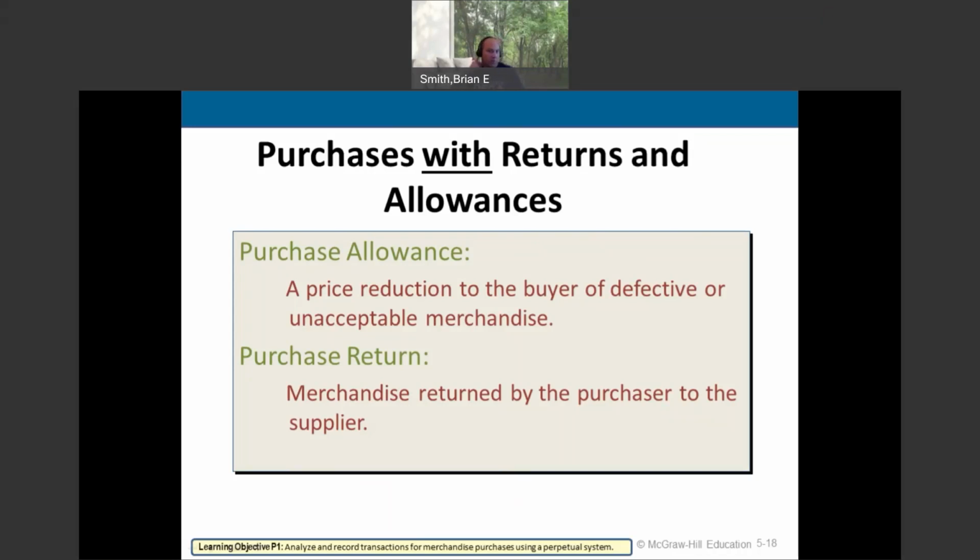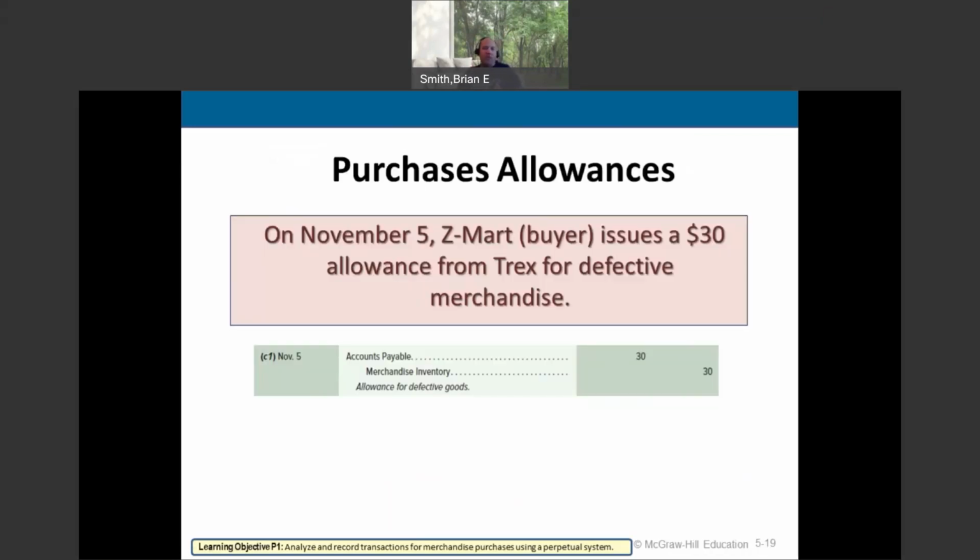So let's look at an example. In this case, we called and said, hey, something was defective with our bikes. And they're like, look, we don't care. Just throw them away, give them to your employees or something, and we'll give you a $30 allowance. In other words, we're going to reduce what you owe us by $30. And then if you've already paid for it, it's still going to reduce your merchandise inventory, but maybe you're going to get some kind of credit account with that company so that you can take that discount later on.